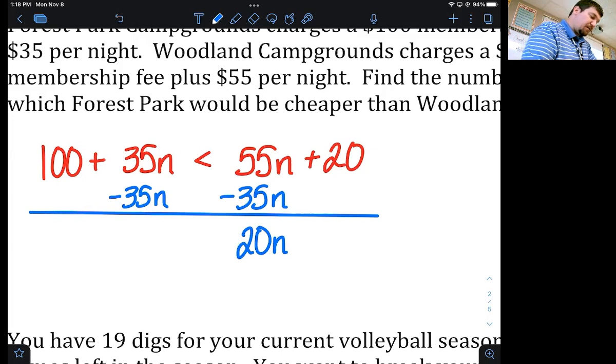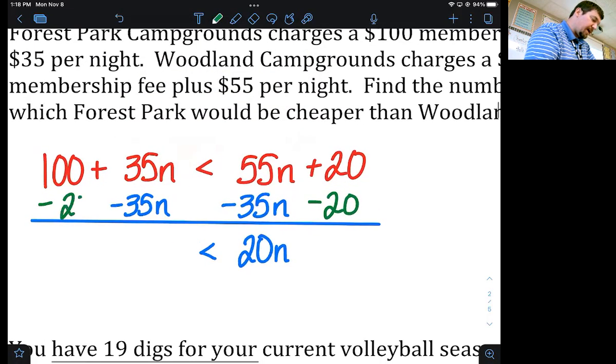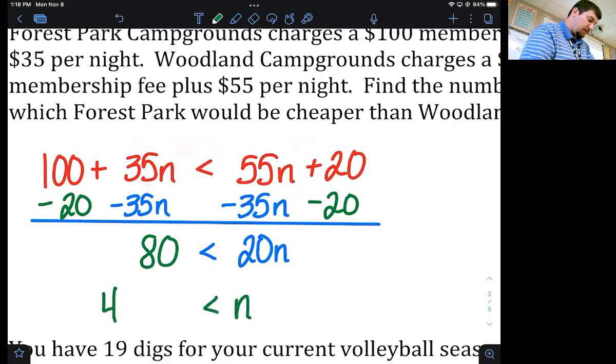All right, so if the variable term is on the right side, we should move the constant term to the left side by subtracting 20. Connor, what's 100 minus 20? 80. So we got 80 over here, and then Connor, go ahead and divide by 20, and you get, that's right, 4 what? 4, what did N stand for? Nights.